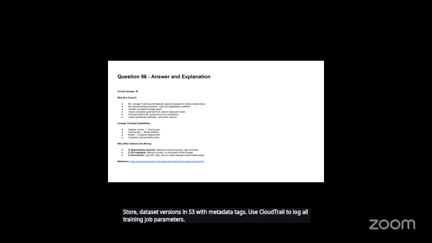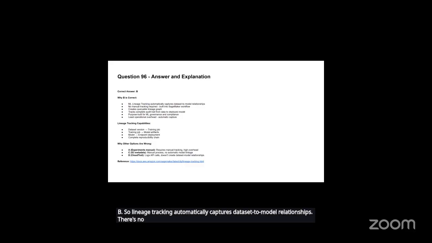B, so lineage tracking automatically captures dataset to model relationships. There's no manual tracking required. It's built into the SageMaker workflow. It creates queryable lineage graphs. It tracks complete audit trails from data to deployed model. It's purpose-built for ML governance and compliance. It's the least operational overhead and allows automatic capture.